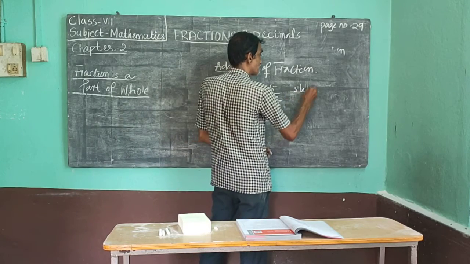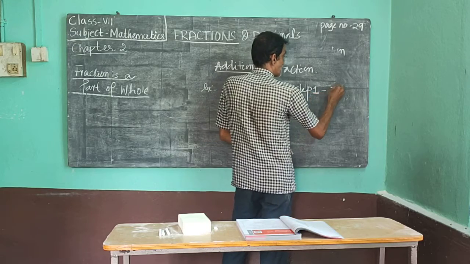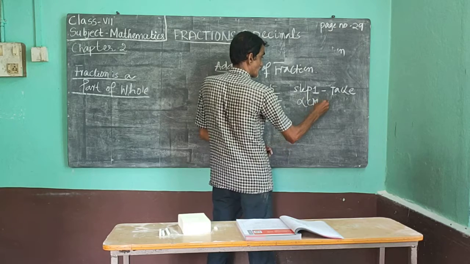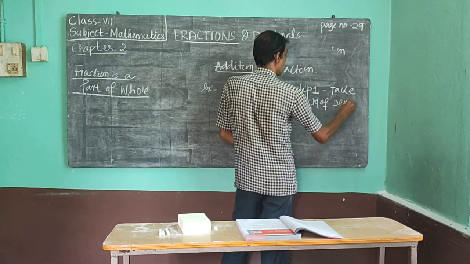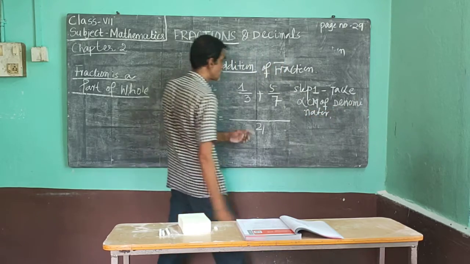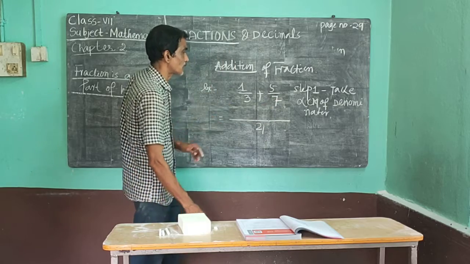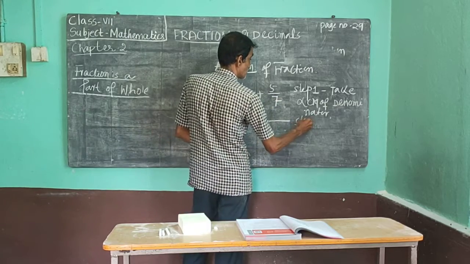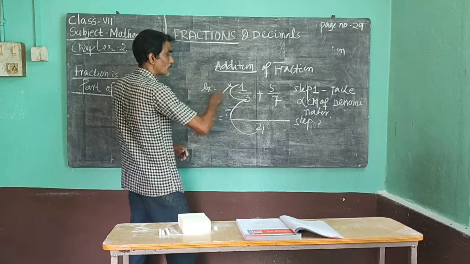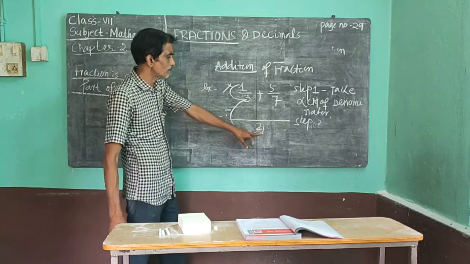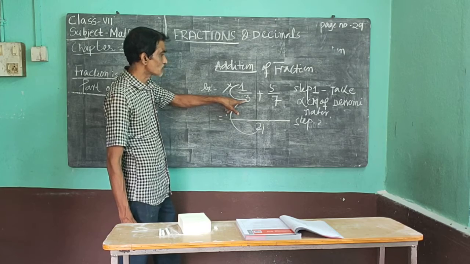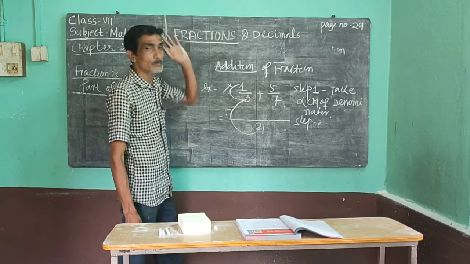Step 1: Take the LCM of the denominators. That means the LCM of 3 and 7 is 21. Step 2: Divide, then multiply. The LCM, the lowest common multiple of 3 and 7, should be divided by 3. The quotient coming should be multiplied by 1.